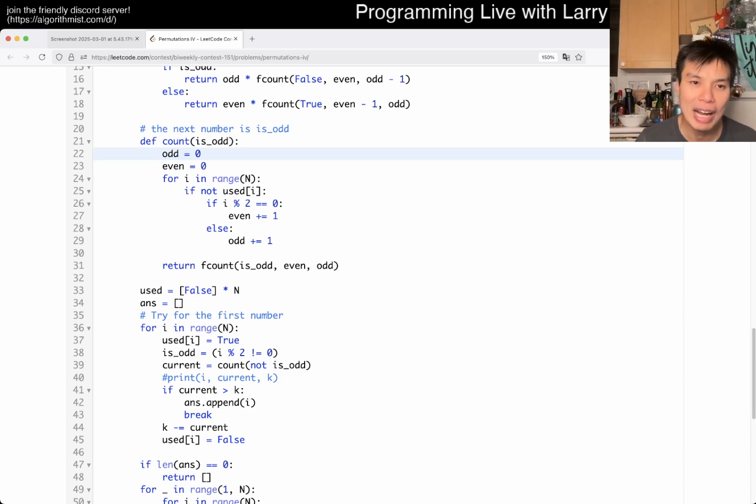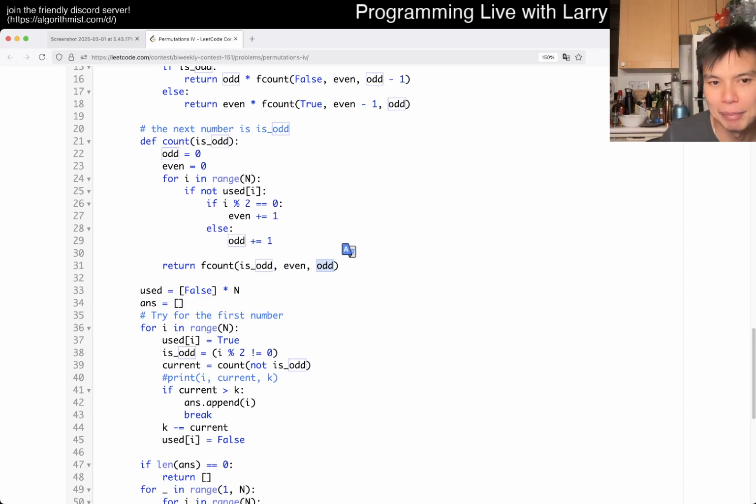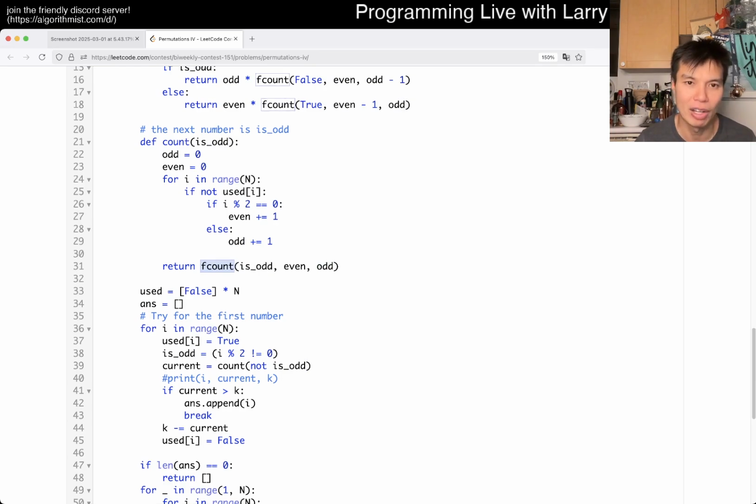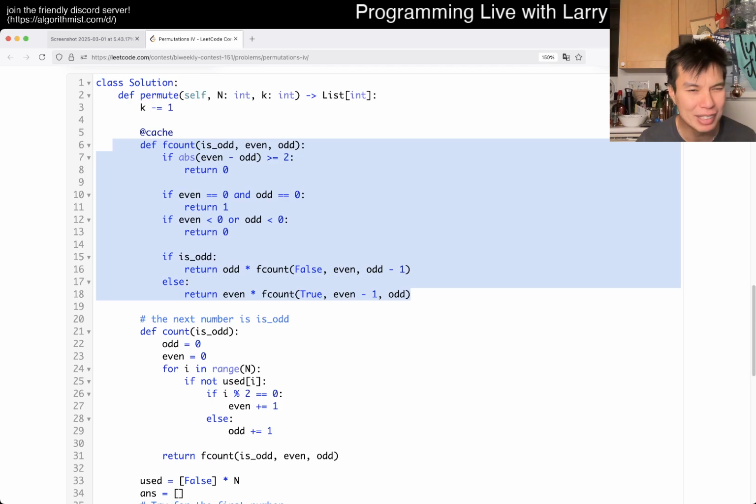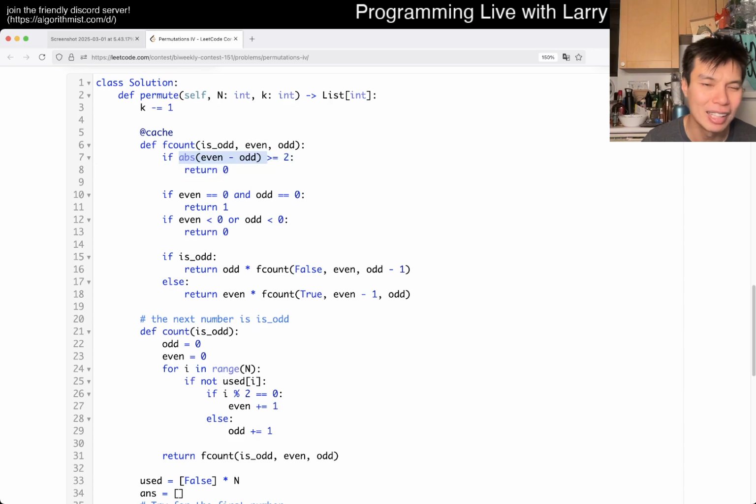Anyway, now we have a function that actually counts: if the next number is odd and there are even and odd things left, then what is the number of permutations there are? And here, there is probably a closed form for this, but I did worry about the if statements and all these things, right? So I just did it this way, which is that if it's too unbalanced, then it's going to be just 0.